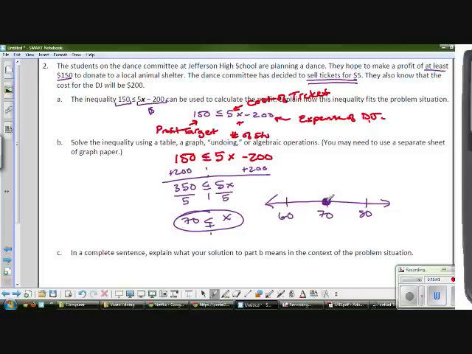So in a complete sentence, explain what this means in the problem situation. Well, if we look up here, we already kind of established that x was the number of students. So what we're kind of saying is that to make the $150, well, it has to be at least 70 students at this party. So to profit $150, there has to be at least 70 students.